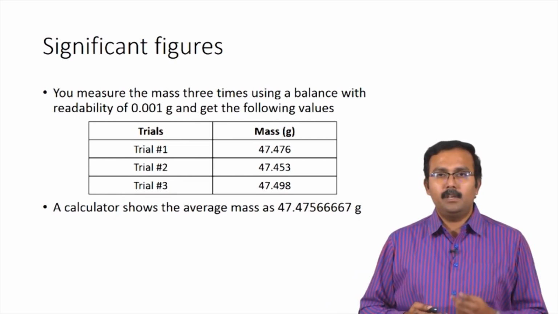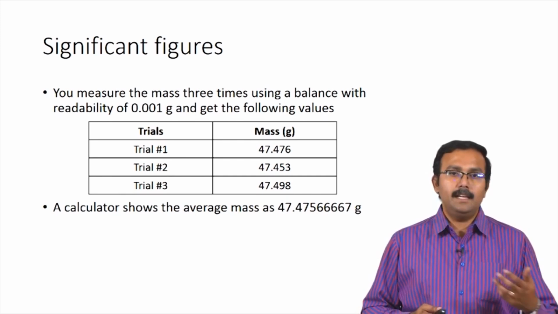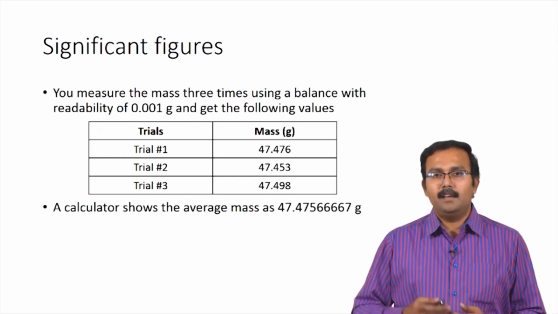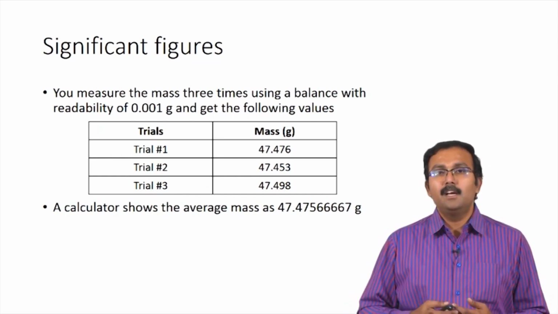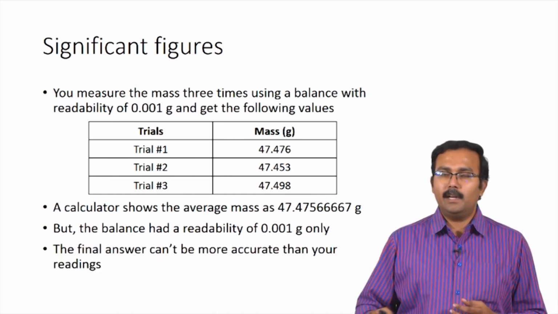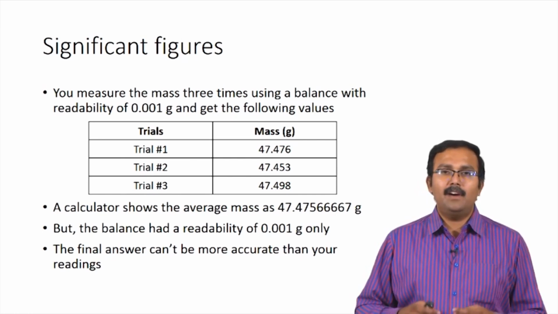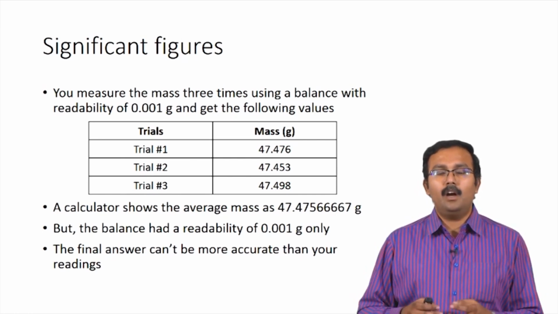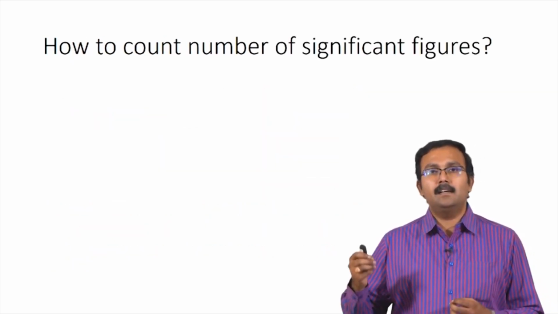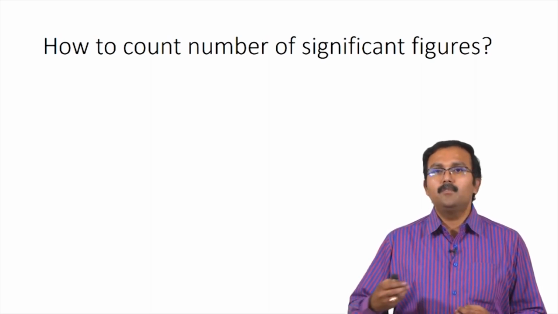However, the value which you have written down here is more accurate than all the values that you have measured, because the readability of your weighing balance was only 0.001 grams, and here you have written a final value which is much more accurate than that. This cannot be true. The final answer which you write down cannot be more accurate than your readings. If you have a value of that sort, then you do not have physical meaning for the numbers that you have written. So, to know and understand these significant figures and use them, we first need to know how to count the number of significant figures for any given number.